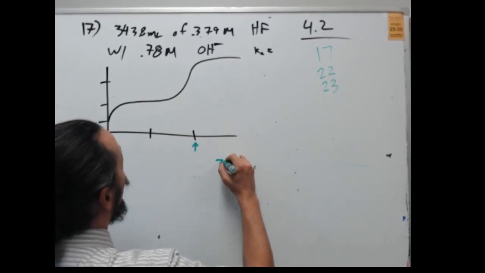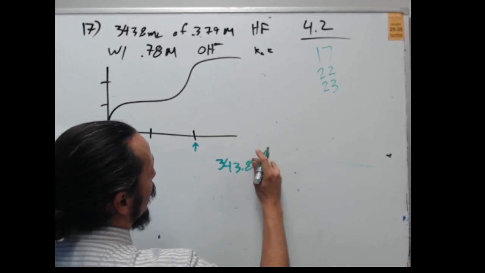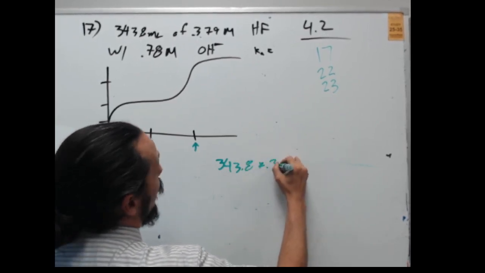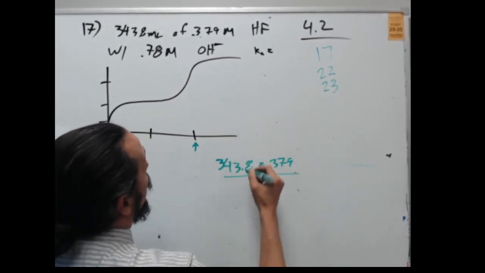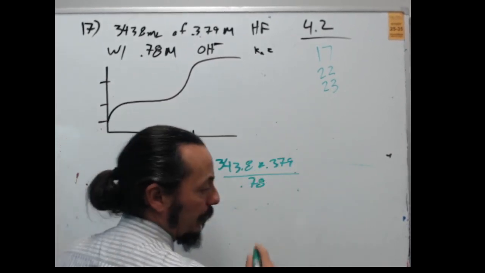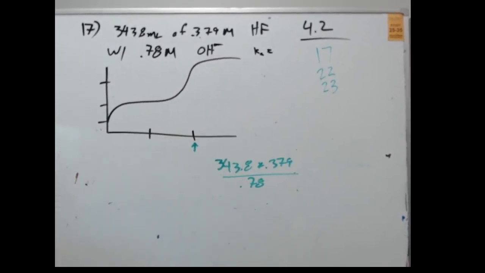So I'm going to do 343.8 times 0.379 divided by 0.78.